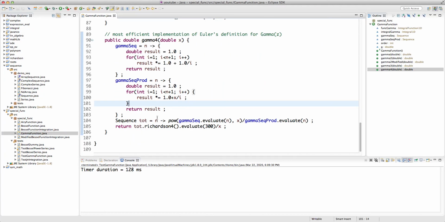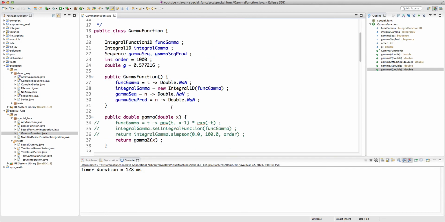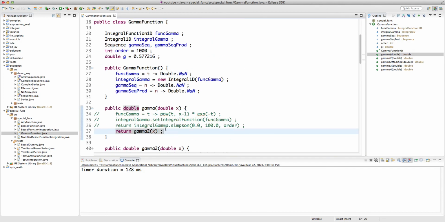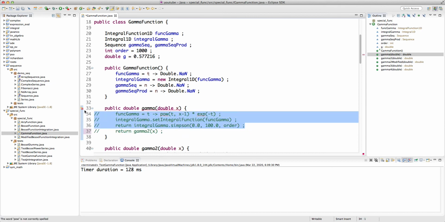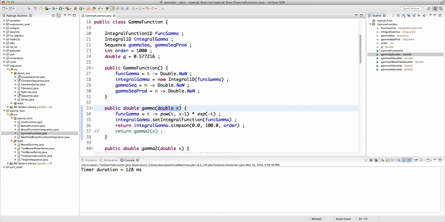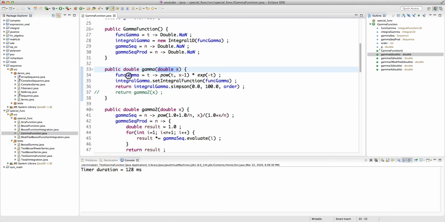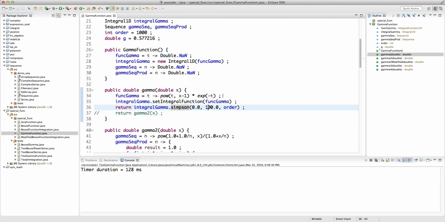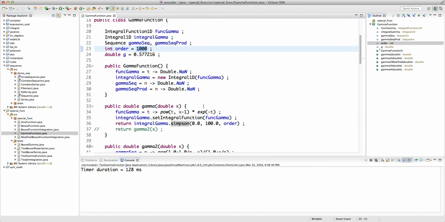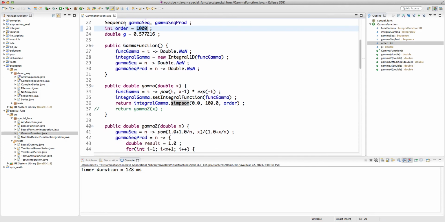I have this gamma function, and in this gamma function, obviously the first implementation is just the naive integration, which right out of the gate doesn't work for negative numbers. So this is the integration implementation, t to the x minus 1, e to the power of negative t, and we're integrating with Simpson from 0 to 100, and the order is 1000. I mean, you will see that if we reduce the order, it's not going to give us a good accuracy. So we have to have a very large number of subintervals, okay?